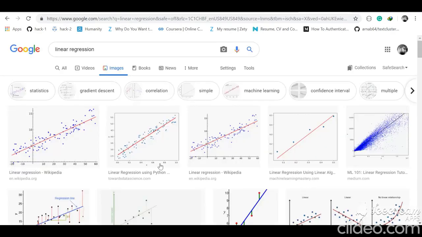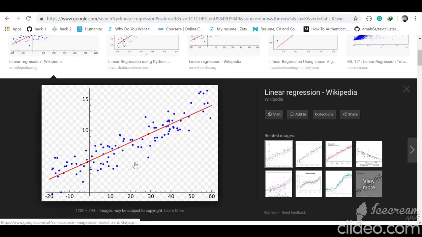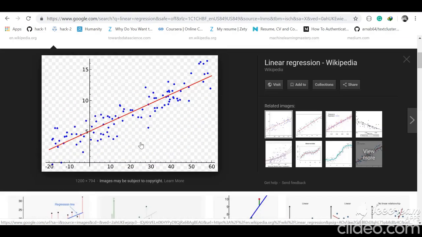So what is linear regression? This is the linear regression. If the data points are linear, then we fit the linear regression. The red line is the linear regression. So if you give some value in x, let's say 30, it will find what value of y is on the line.